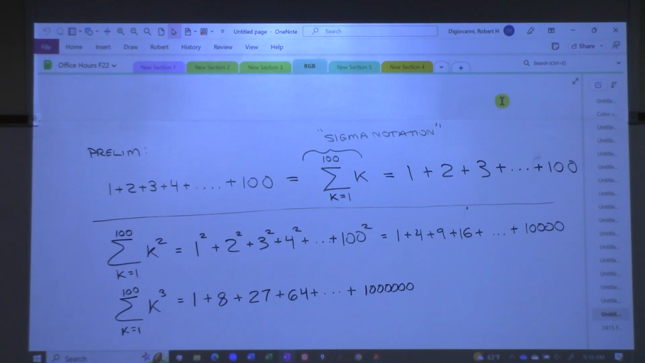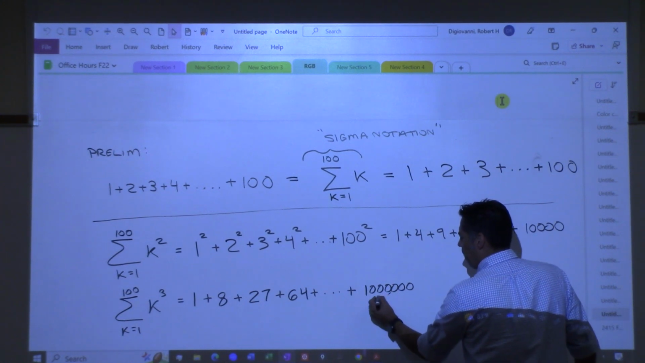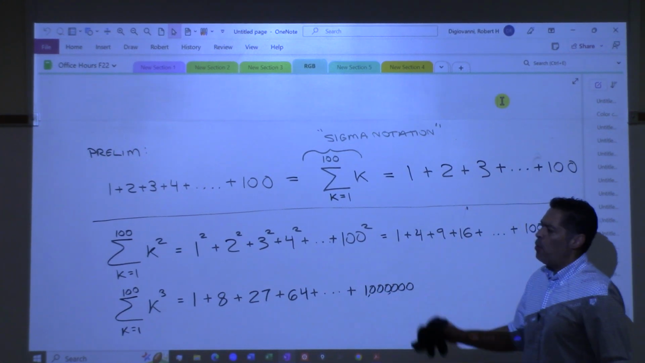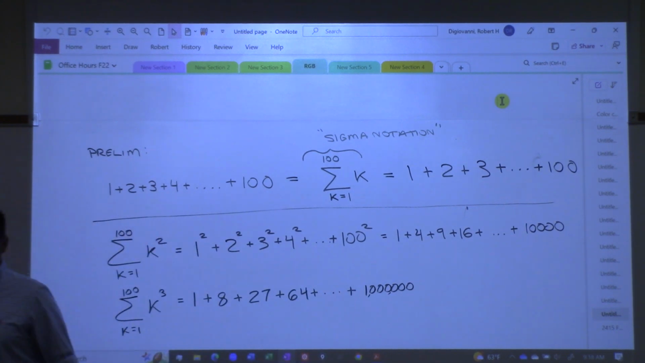Is it a million, right? It's a million. The more important piece of this is that you have the idea of what the sigma notation means. How many of you had seen sigma notation? A few of you? Okay, yeah. Usually in 1414 we do it.